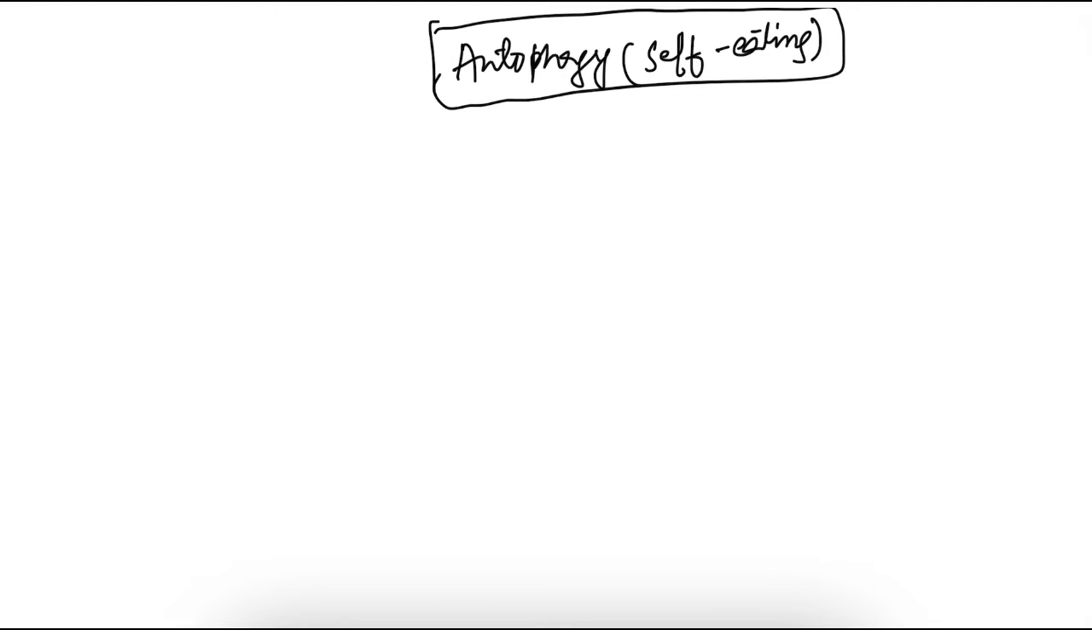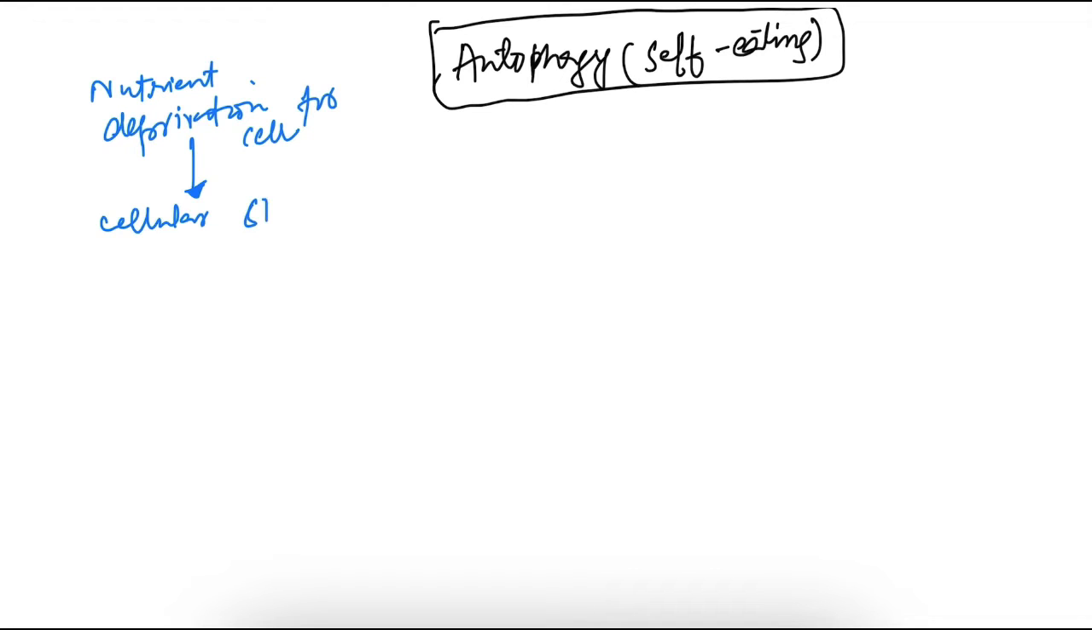Hello guys, in this tutorial we will discuss the concept of autophagy. Autophagy literally means self-eating. It is the method adopted by cells in conditions of nutrient deprivation leading to cellular starvation. Cells adopt this method in which they convert their organelles and cytosolic components into nutrients to survive. So here, nutrient deprivation of the cell leads to cellular starvation.